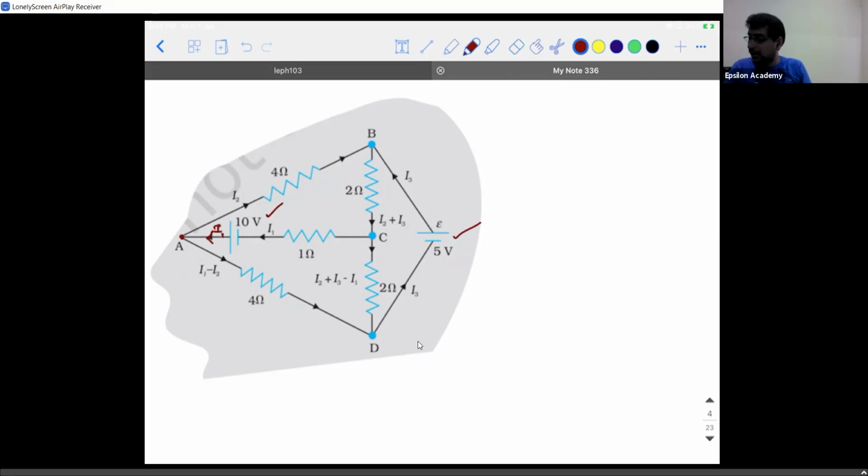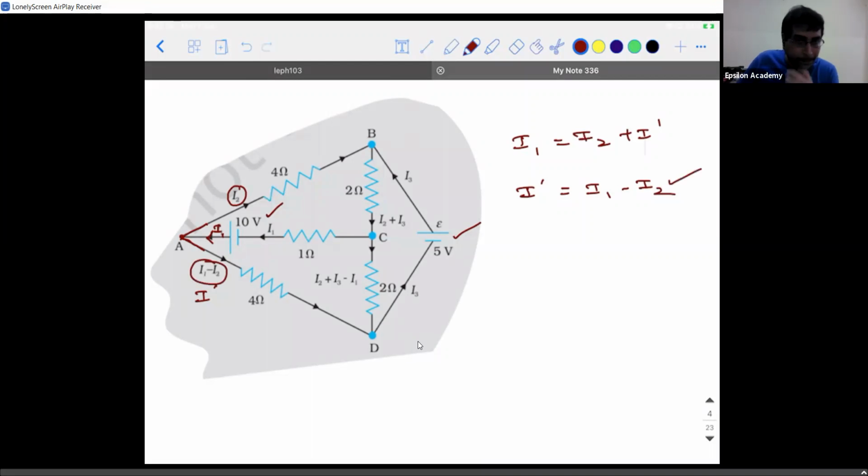From the junction, the current will get split. If I say the current in the branch AB is taken as I2, then the current in the branch AD will be I1 minus I2. How did you get this? It's very simple. If I call this current I dash, then according to Kirchhoff's first law, I1 is equal to I2 plus I dash, because I1 is only supplying two types of currents. So I dash will be equal to I1 minus I2.